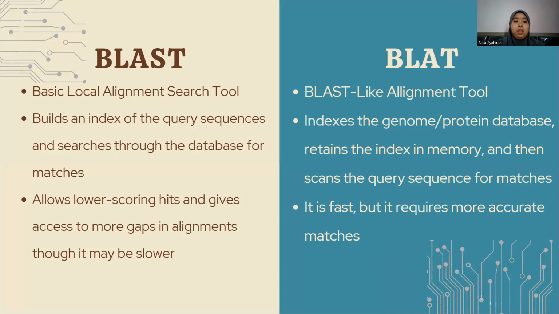BLAST builds an index of query sequences and searches through the database for matches. It also allows lower scoring hits and gives access to more gaps in alignments, though it may be slower. Whereas BLAT indexes the genome or protein database. It retains the index in memory and then scans the query sequences for matches. It is fast, but it requires more accurate matches.